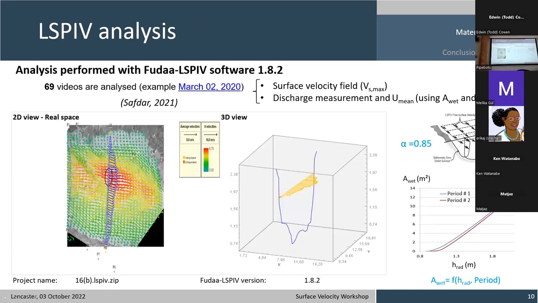For that, we will rely on the LSPIV analysis using the Fudaa software 1.8.2. We selected 69 videos for this period of 2.5 years. And we will obtain the surface velocity field, especially the VS max and its location. And we will calculate the discharge and the U-min using the alpha coefficient and the wetted area. We will change the wetted area according to the period.